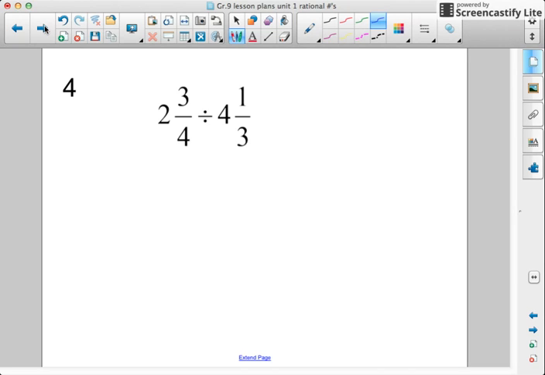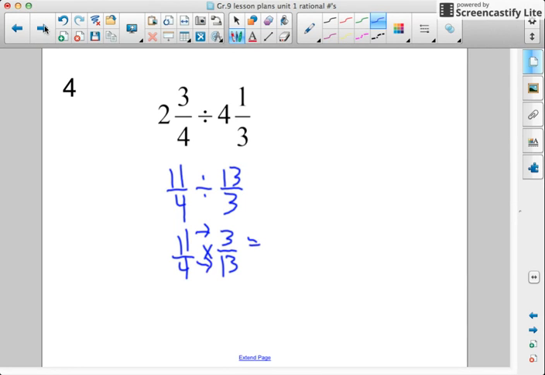Let's do another example here. So change them to improper fractions. So this would be 11 quarters divided by 13 thirds. Okay, I can keep that one the same, but change the other one. I can't cancel anything, so I'm going to just multiply straight across. This gives me 33 over 52.